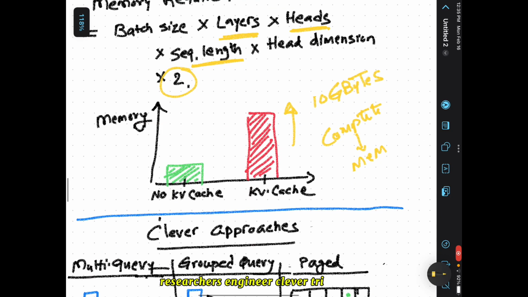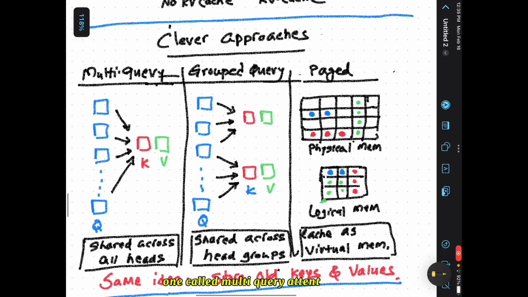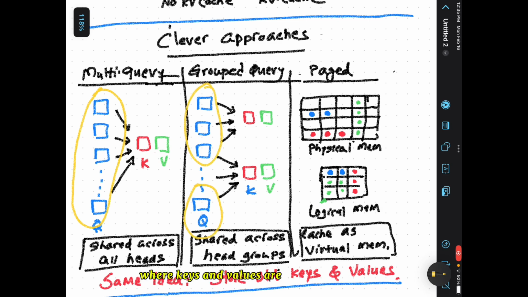Researchers engineered clever tricks. One is called multi-query attention, where keys and values are shared across all heads. Another is called grouped-query attention, where keys and values are shared across head groups. And the last one is paged attention, which treats the cache like virtual memory, allocated dynamically. Frameworks like Hugging Face and vLLM and production inference engines handle this complexity automatically, but under the hood, it's still the same idea: store old keys, store old values, and reuse them.